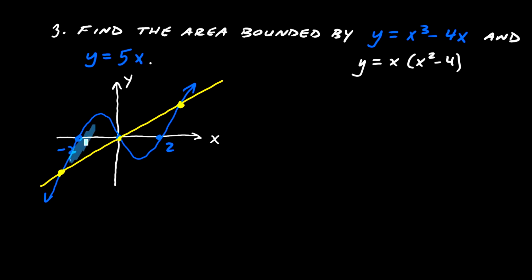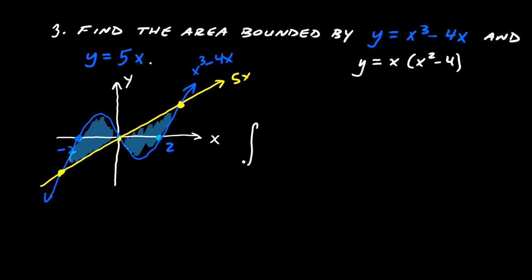Notice in this first area I have here that the upper bound is the cubic, and in the second area the upper bound is the linear function. So we're going to want to be very aware of that. So again, I'm going to label these up here, x cubed minus 4x and 5x. And we'll go ahead and set up our integral now.